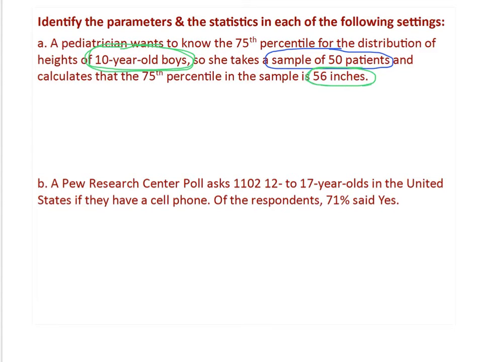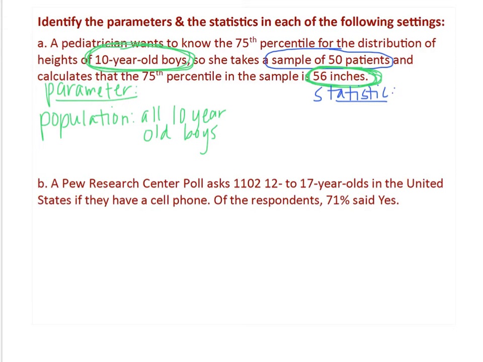Since this is an average, or the height average, this would be my sample mean. So if I think about writing out what those pieces are, all 10-year-old boys is my population. So I wrote out the population. The statistic is my sample. Well, I took a sample of 50 patients. So my sample would be 50 10-year-old boys.